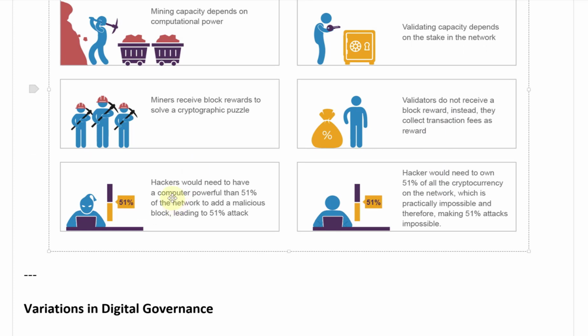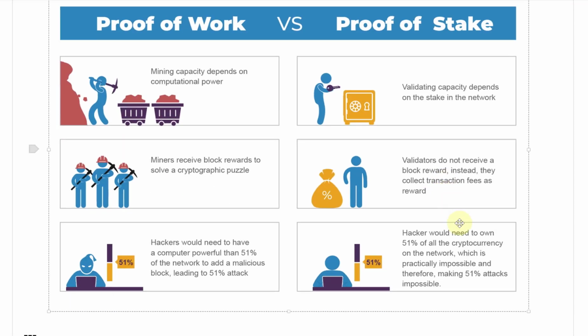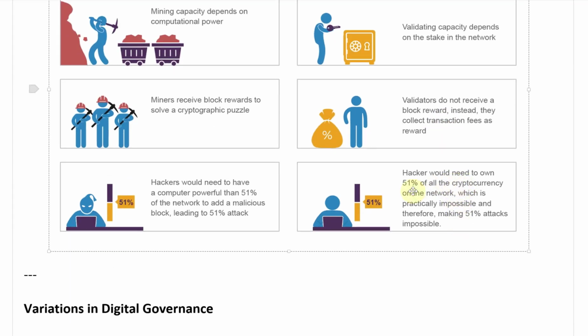And then for the proof of work, hackers would need to have a computational power more powerful than 51% of the network to add a malicious block, leading to a 51% attack. So if you can form consensus with a bunch of computers trying to attack the network, that's the way to attack it. So you just need to get all that computational power. Otherwise, for the proof of stake, a hacker would need to own 51% of all the cryptocurrency on the network, which is practically impossible, and therefore making 51% attacks impossible.